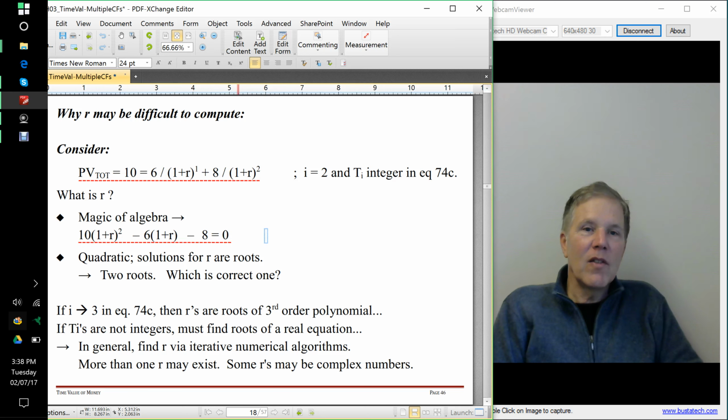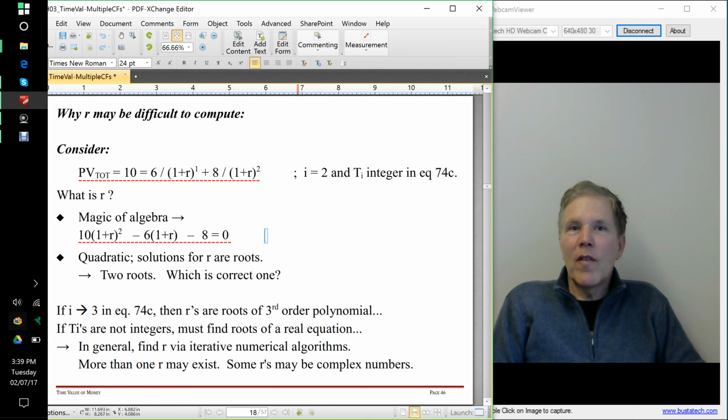So multiply both sides by 1 plus R squared, and then rearrange terms so the right-hand side just has 0 on it, and we get an equation looking like this. 10 times 1 plus R squared minus 6 times 1 plus R minus 8 equals 0. And if that makes your skin crawl a little bit, it probably should, because I'm bringing you back to high school algebra, where we had equations like this, which represented finding the roots of a parabola or a quadratic equation.